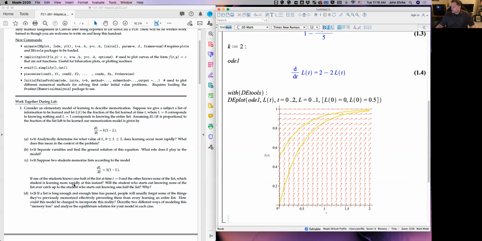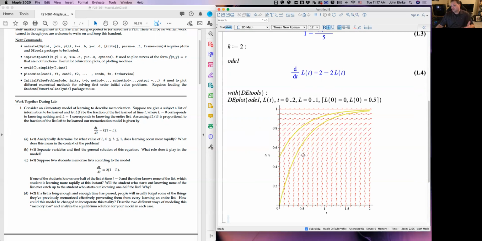who is learning more rapidly at this instant? Well, earlier we said that the highest speed of learning occurs when you have virtually none of the list memorized. So L of 0 equal to 0 here, you can clearly see that the derivative is sharper initially here, but it levels out over time.